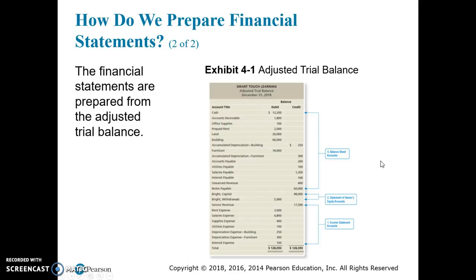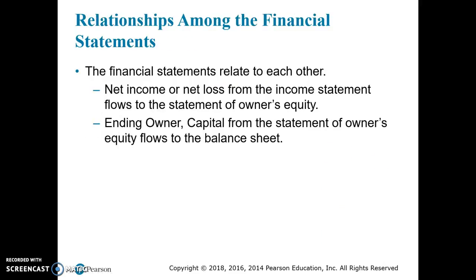After you've prepared an adjusted trial balance, then we're going to prepare your financial statements. We already know that you prepare your income statement first. Net income or net loss will then flow into your statement of changes in owner's equity. From there, the ending capital from your statement of changes in owner's equity will flow into the balance sheet. So nothing changes there.